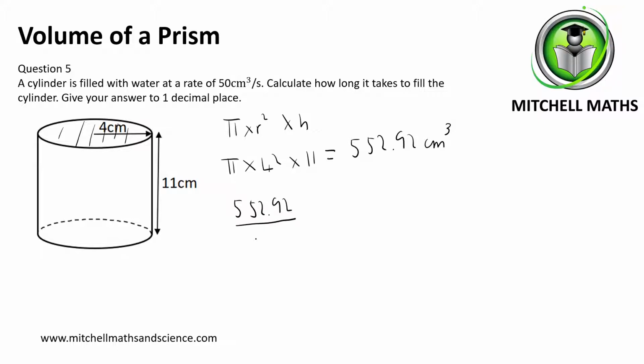552.92 over 50 is equal to, and if you round it to one decimal place, it's 11.1 seconds. So that's the time it'll take to fill that cylinder up. So first, if you've got a question like this, first find the volume of the cylinder, or the volume of whatever prism you've got, and then just divide it by the rate at which it's been filled up by.